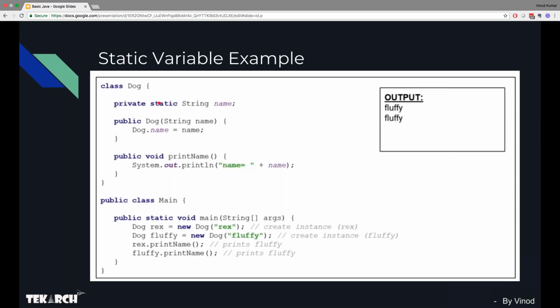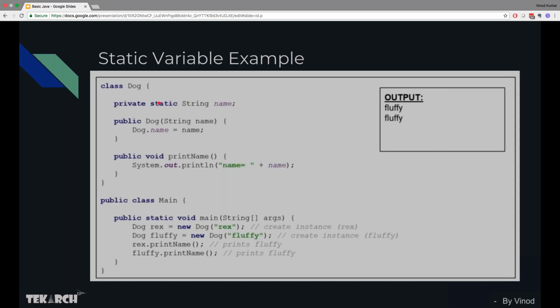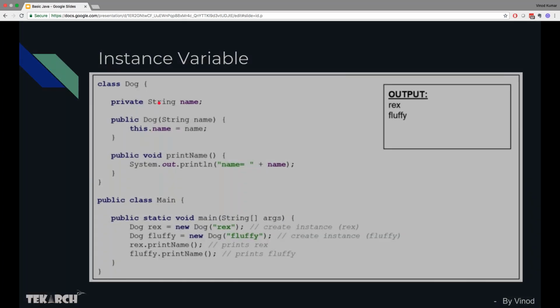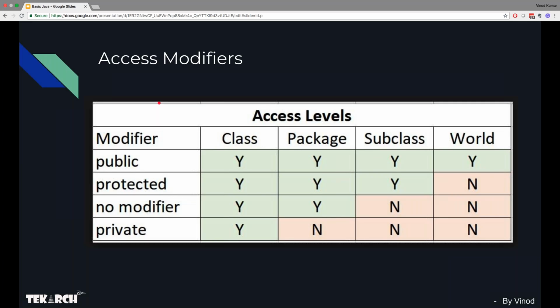Okay, thanks. Move on. Instance, it will be Rex, Fluffy. This you understood. Finally, my last slide for today. Access modifiers. Now, what is public? It's accessible globally and locally.